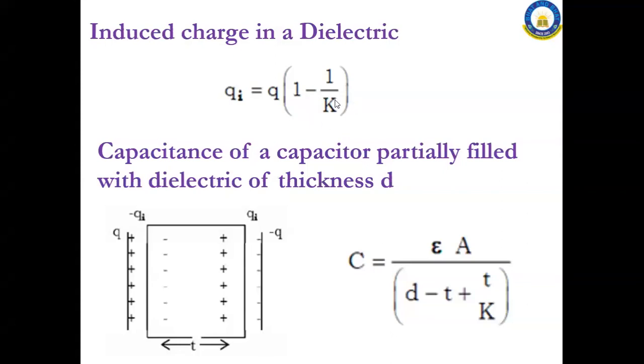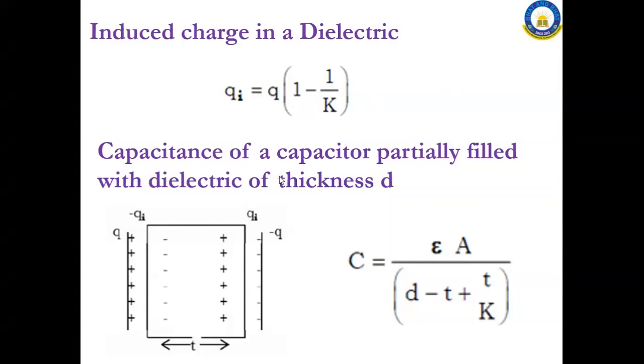Constant K is induced between the plates of the capacitor, the charge on the capacitor will vary. So how will it vary? It will be Qi equal to Q into 1 minus 1 by K, where Q is the original charge without any dielectric introduced between the plates of the capacitor, means just air. Then when the dielectric is introduced between the plates of the capacitor, the charge changes to Qi, which is given by Q into 1 minus 1 by K.